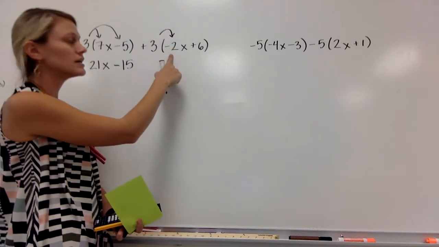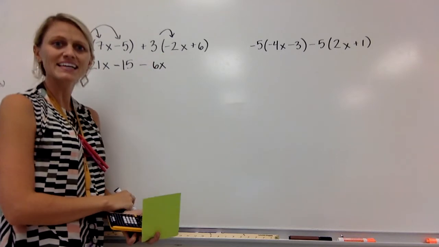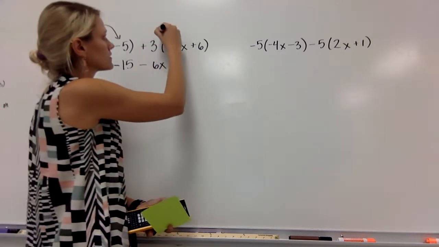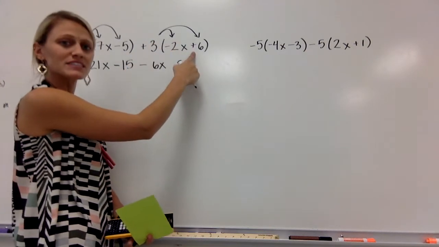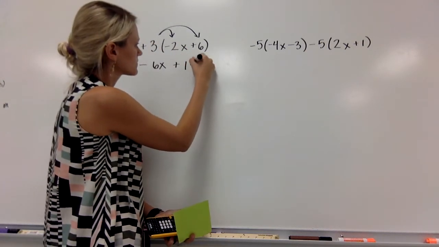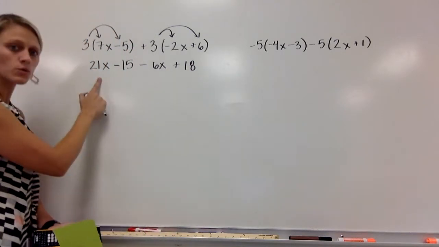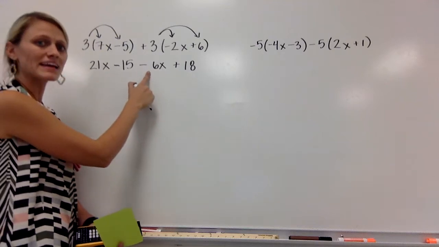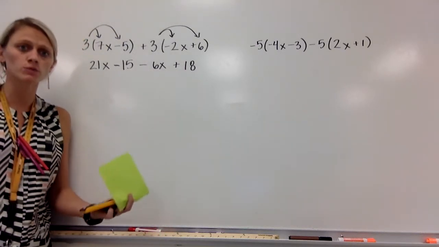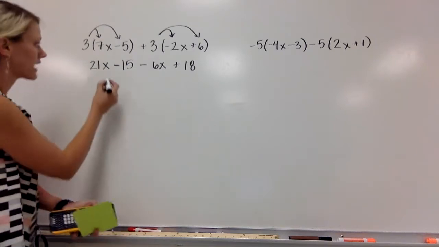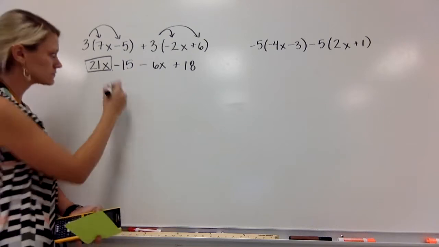Positive 3 times negative 2x is a negative 6x. Positive 3 times a positive 6 is a positive 18. Okay, so I've got 21x minus 15 minus 6x plus 18. Now I'm just going to ask myself, okay, what terms can I combine? Which ones are friends?